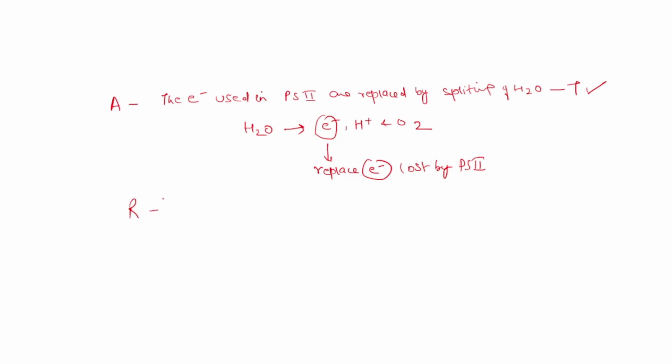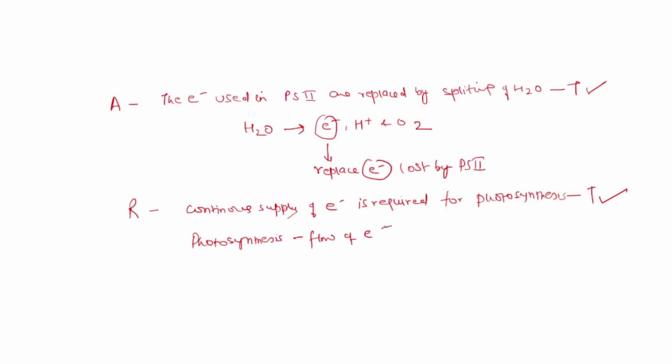Now coming to the reason. What is the reason given here? Continuous supply of electrons is required for photosynthesis. Is it true? Yes, it's also true because photosynthesis requires flow of electrons through the electron transport chain to produce ATP and NADPH.